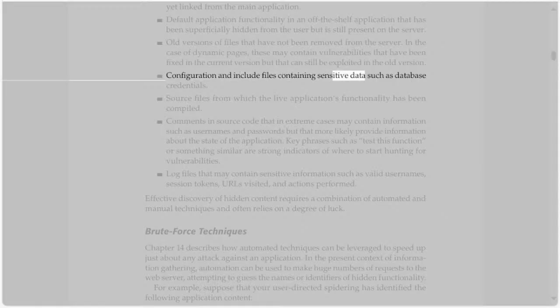Configuration and include files containing sensitive data such as database credentials. Source files from which the live application's functionality has been compiled. Comments in source code that in extreme cases may contain information, such as usernames and passwords, but that more likely provide information about the state of the application. Key phrases such as "test this function" or something similar are strong indicators of where to start hunting for vulnerabilities.